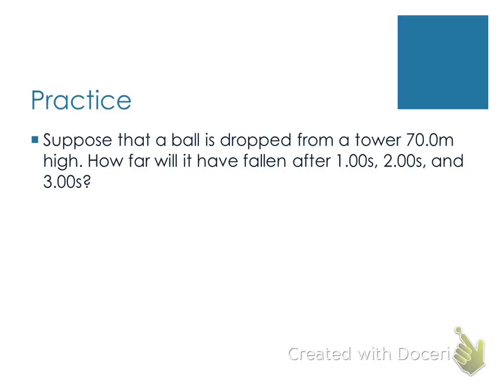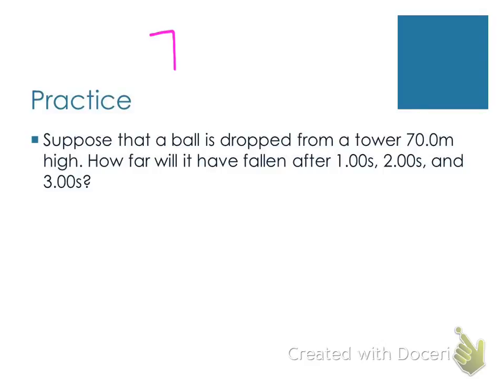Okay, so suppose that a ball is dropped from a tower 70 meters high. How far will it have fallen after 1 second, 2 seconds, and 3 seconds? So you will need your calculator out and in use today. So I'm going to start this by drawing a diagram of what this motion looks like.